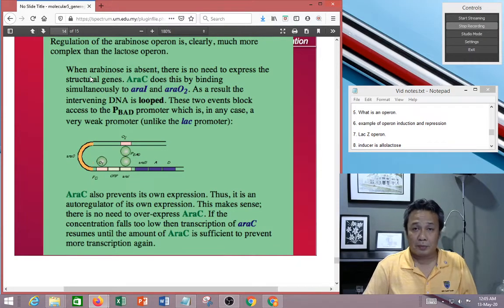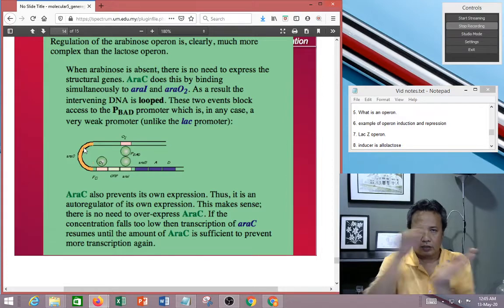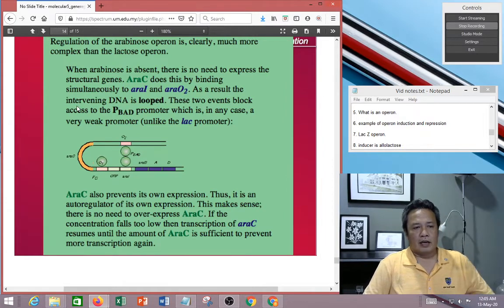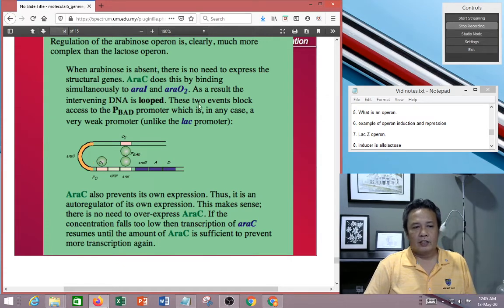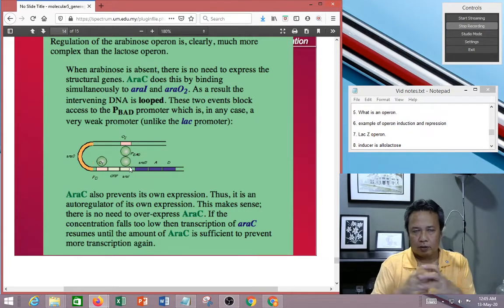When arabinose is absent, sorry, when there's no arabinose, of course you don't need to express the structural gene. So AraC does blocking by binding simultaneously to AraI and AraO2. So this is what you get. It's sort of folded. As a result, the intervening DNA in between is looped. These two events block the PBAD promoter. It blocks that promoter because AraC is bound there, so polymerase cannot bind.